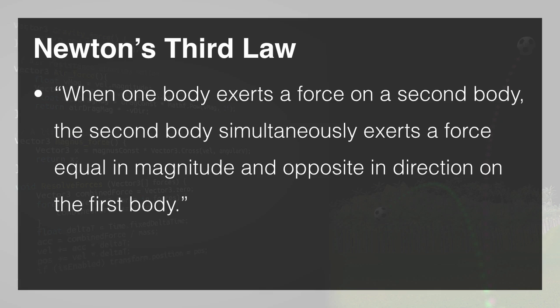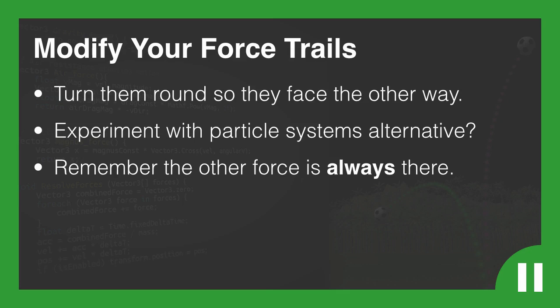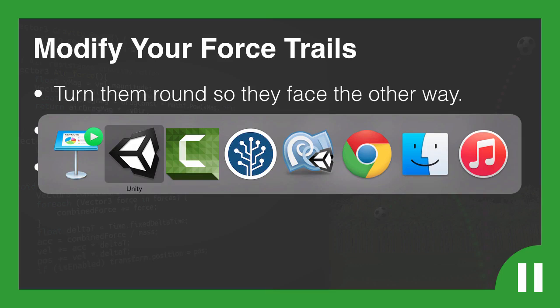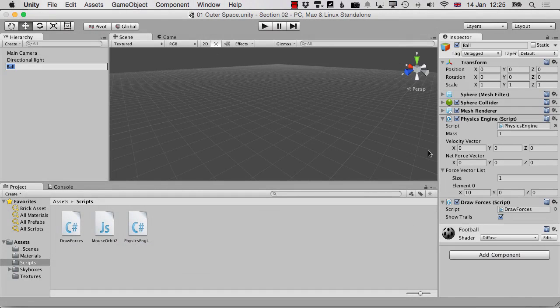So what are we going to do to understand Newton's third law better? Well, firstly, our trails. I've got a little challenge for you. Our trails are around the wrong way. If we dive into our engine, and let's just give our ball maybe a force of magnitude 10 in the x direction. Now let's have a look.